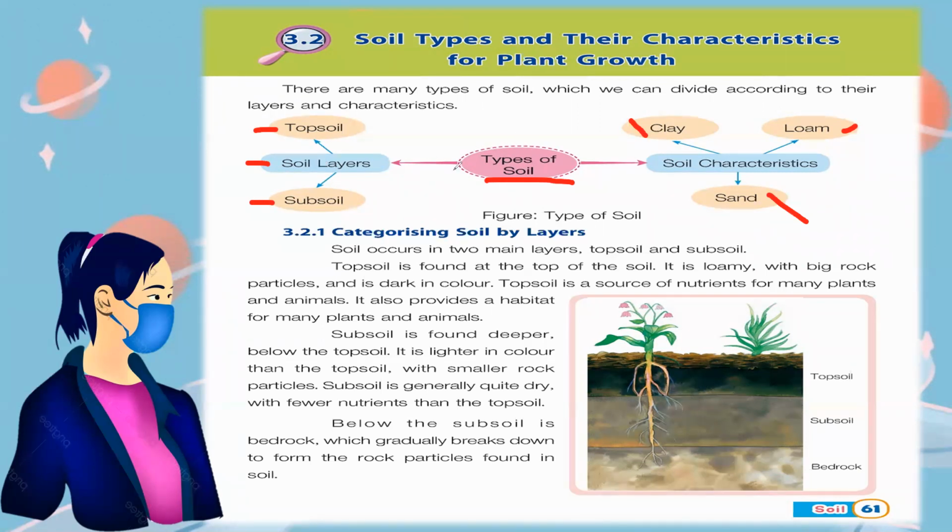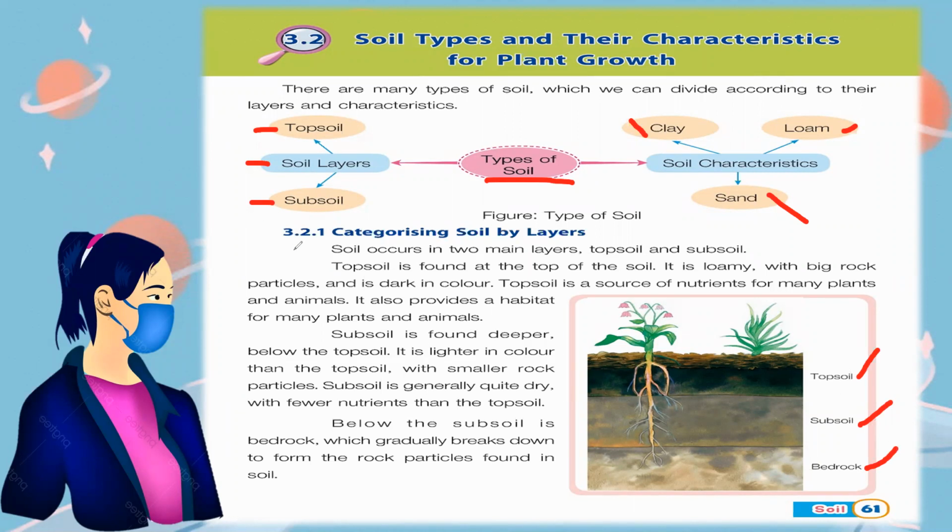So this is the graph here. Now, first of all, we are going to learn the categorization of soil by layer. Here you can see on the screen, on the diagram, the soil layers: they have a topsoil, subsoil, and bedrock.